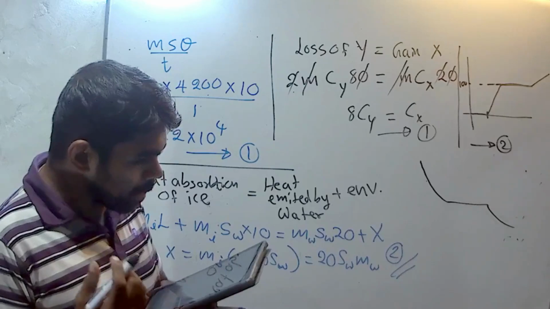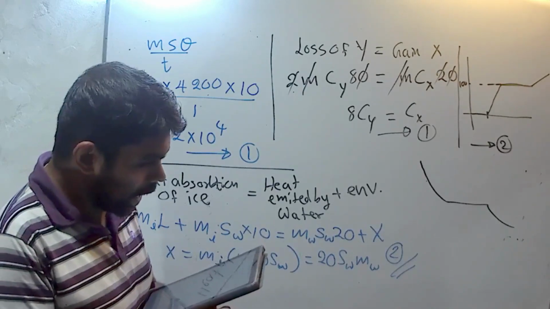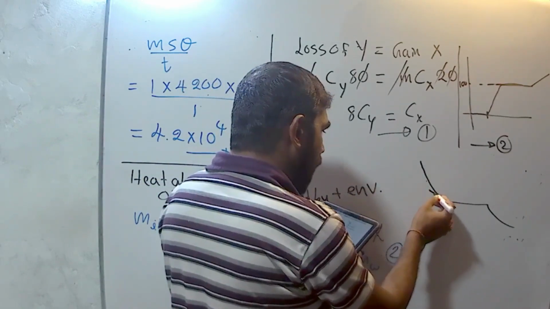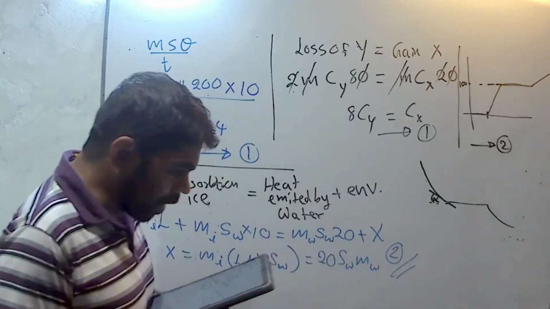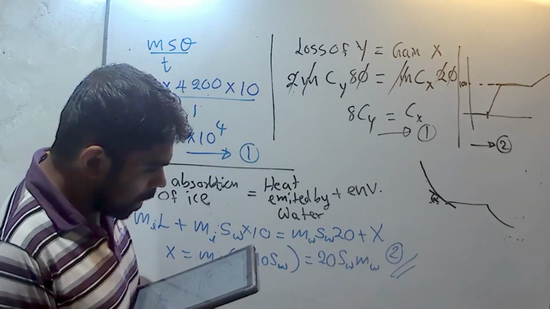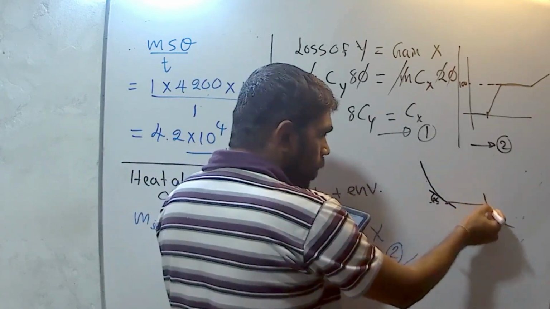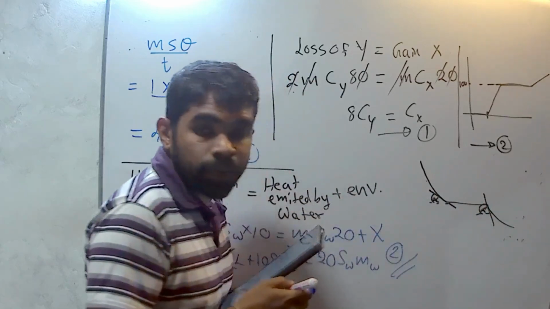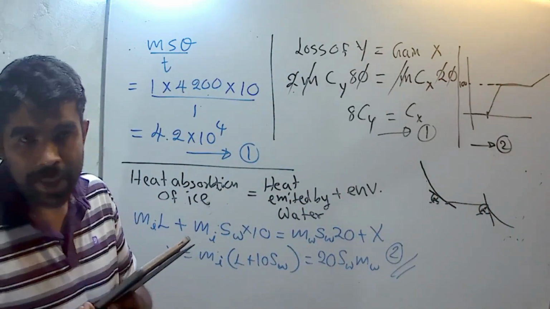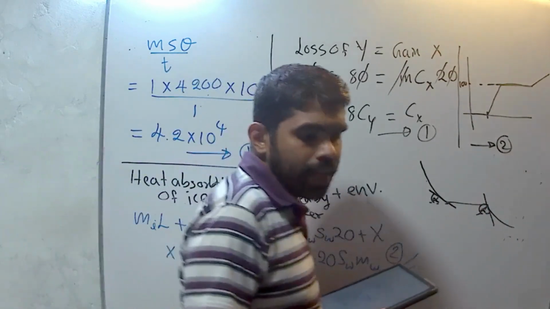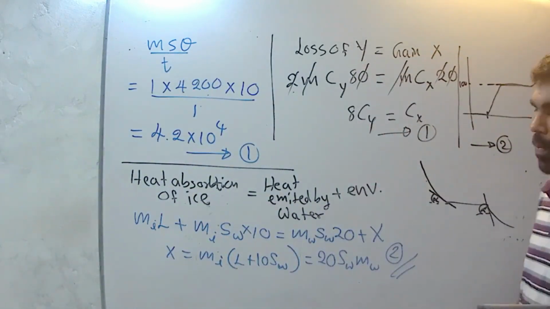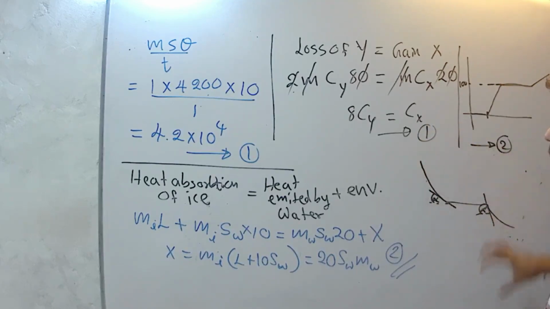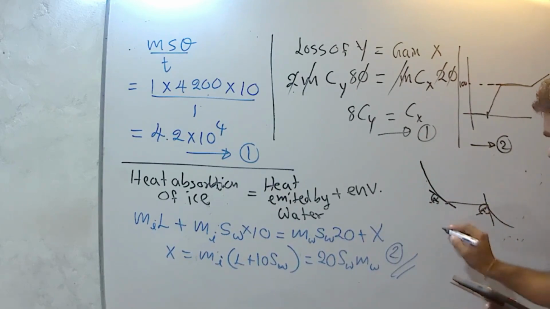First statement, statement A: the gradient of curve at A, it means the gradient of this part, the tan value of this angle, is equal to the gradient of the curve at B. Now we know that the gradient of a cooling curve represents the cooling rate. The cooling rate depends on the state of matter. This one is solid, this one is liquid. Therefore, it is false. A is false.